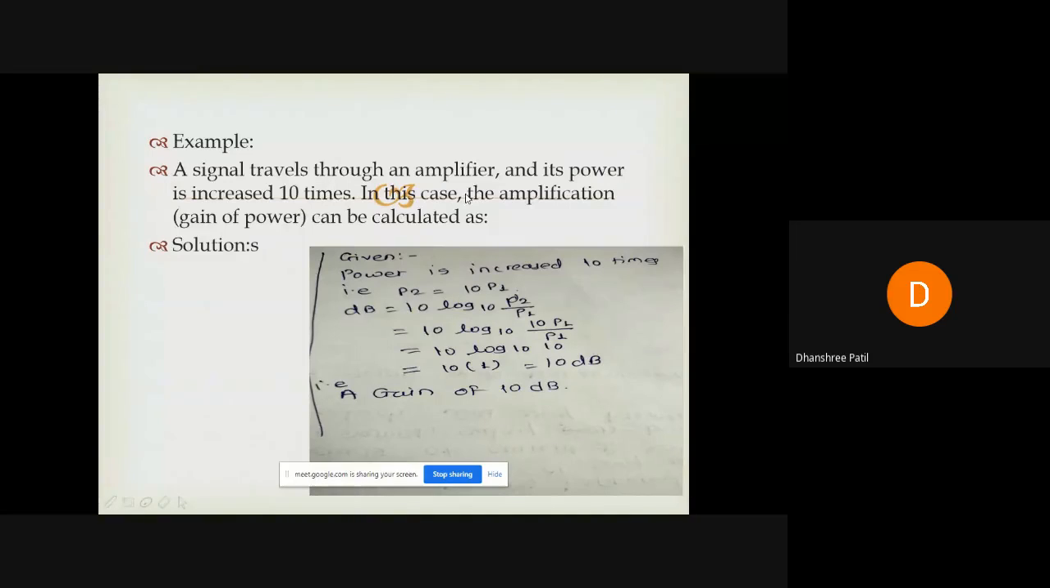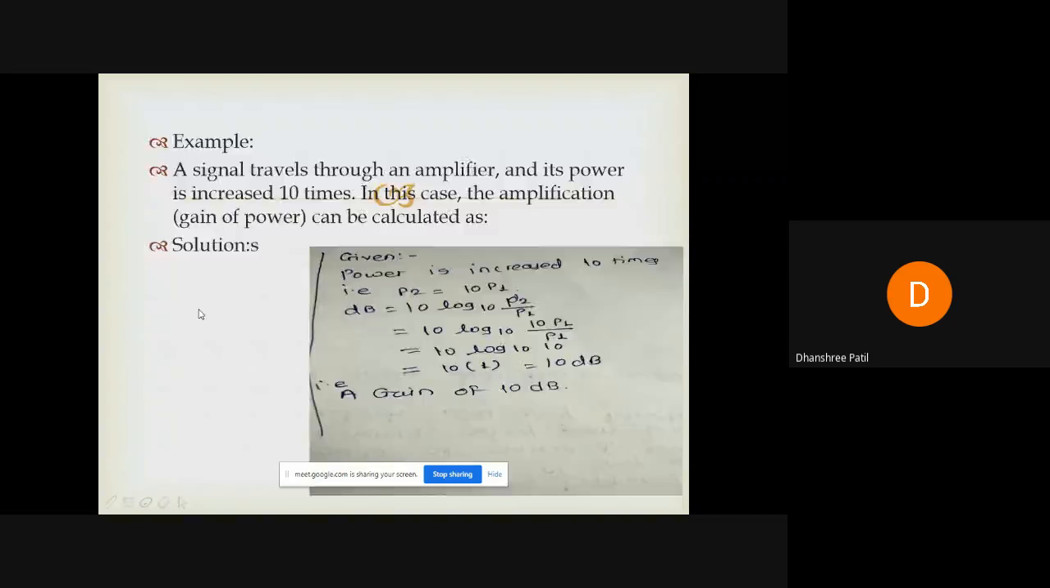So as I told you, power is increased 10 times, which means P2 is equal to 10 times P1. The same formula we have to use, and when you solve this, you will get 10 dB. So obviously it is 10 times, which means increased. So there is a gain of energy of 10 dB. That is the answer for this.